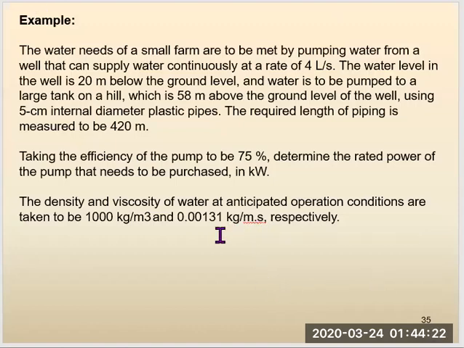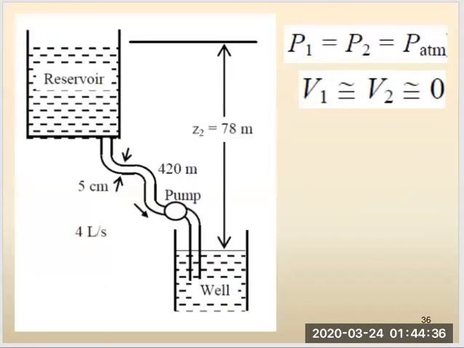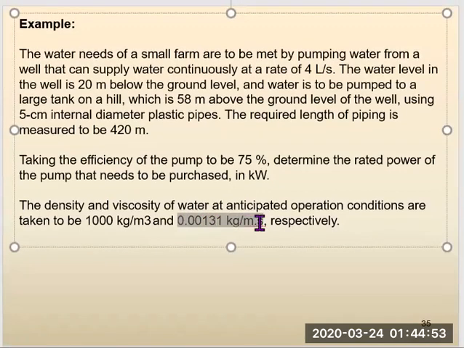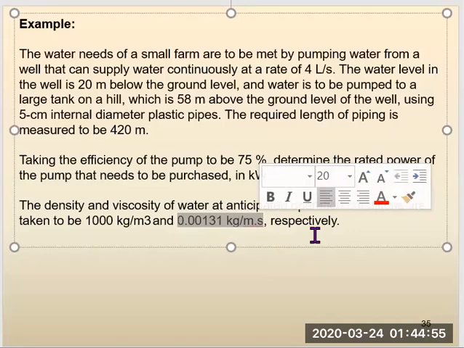So the density and viscosity are also given. By the way, you need to look at the unit and see if it's dynamic viscosity or kinematic viscosity. The density and dynamic viscosity, it was actually dynamic viscosity, are already given. So again, it is very important to look at the unit and see if you are given the dynamic viscosity or kinematic viscosity, mu or nu.